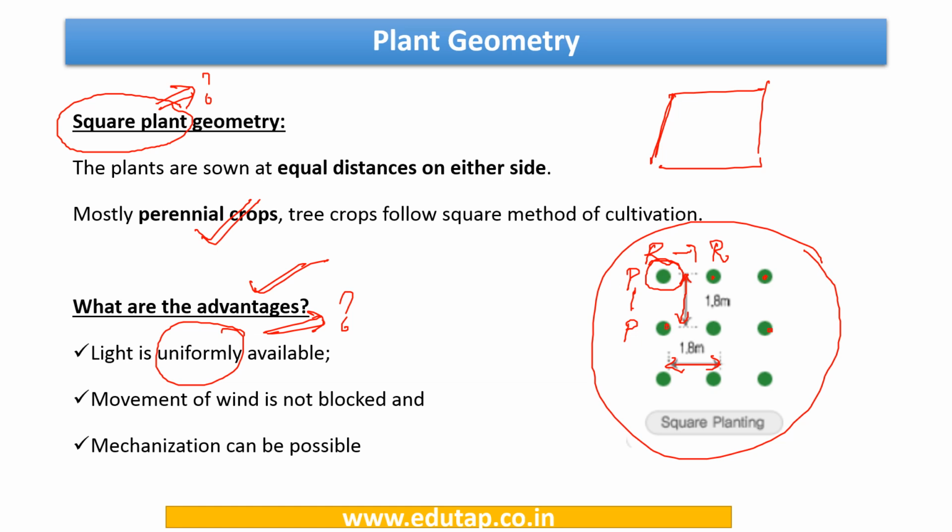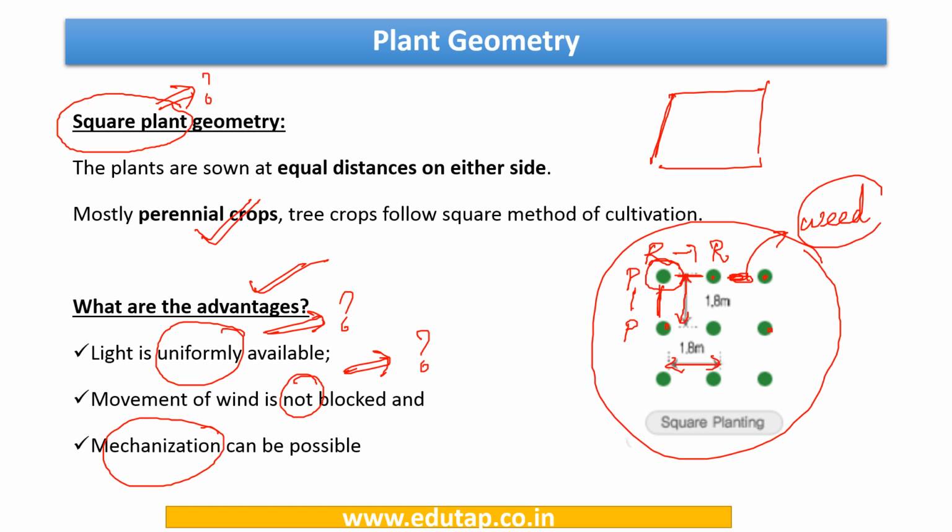Okay, the next thing, movement of wind is not blocked. Again, why is this so? Why is it not blocked? Because you can see the equal spacing is given. Next, mechanization is possible. That means if you want to plow the soil here, suppose there is a formation of weed, it is easier for us to use implements and plow this field because there is equal distance which is maintained. So because of all these advantages, this kind of square plant geometry is highly used.